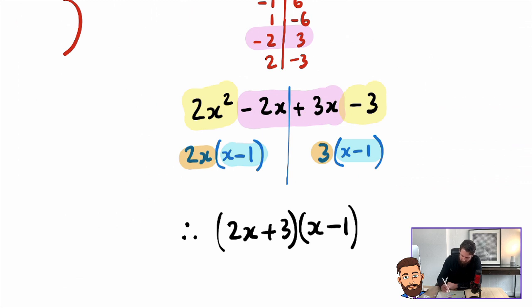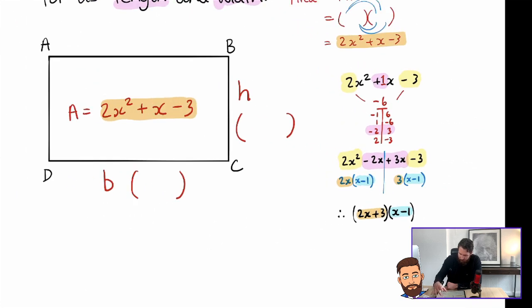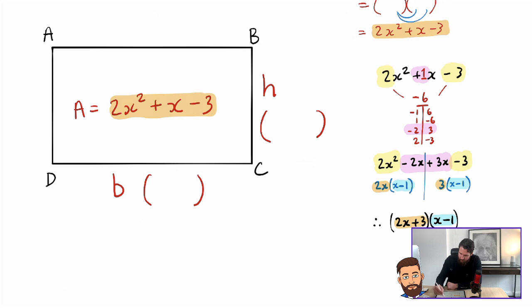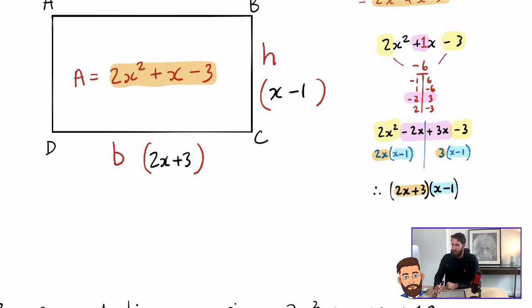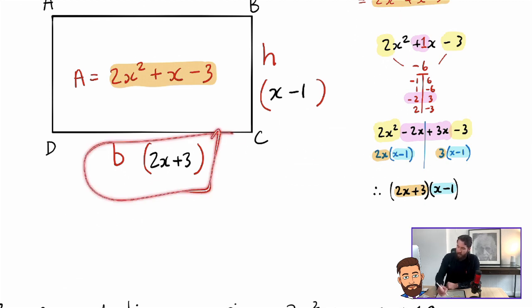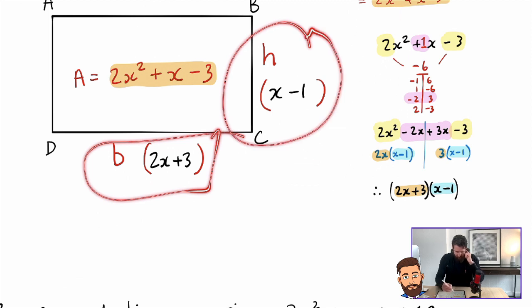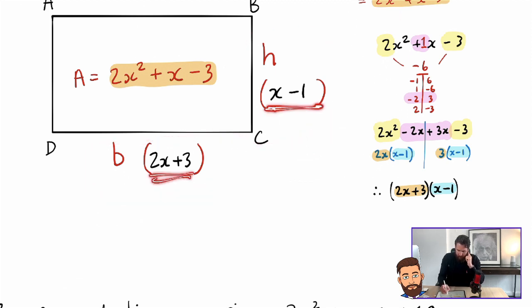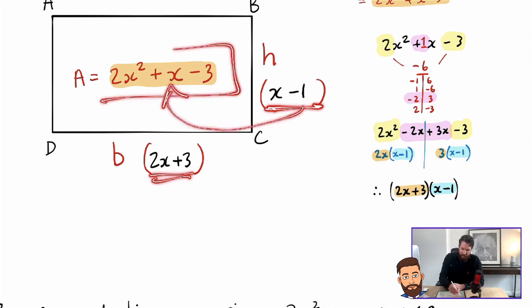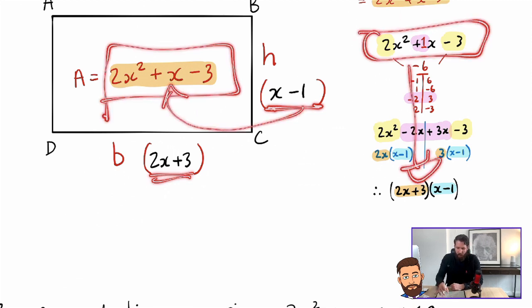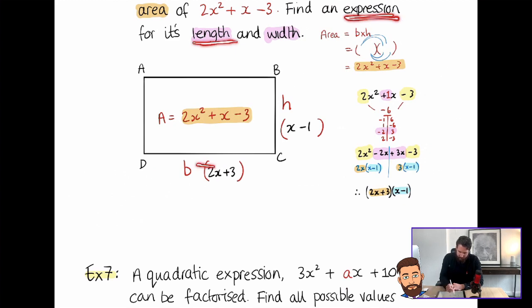Okay, so that is us done, because if we think about this now, I could fill my base in over here as 2x plus 3, and I could fill my height in as x minus 1. And if I multiply those together, base and height, if I multiply 2x plus 3 and x minus 1, guess what we're going to get? We're going to get this quadratic, because that's what we factorized. So we now have an expression for its length and for its width, or I've called it base and height, which is the same thing.